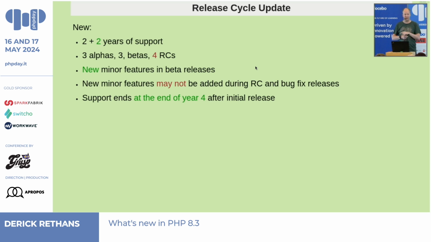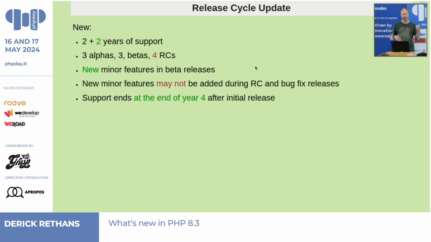We get only 4 release candidates instead of 6, and that shrinks the whole process by about a month, which means more chance of getting features in there. And also the support for language doesn't end exactly 4 years after release, but at the end of the 4th year. So that's always December 31st.